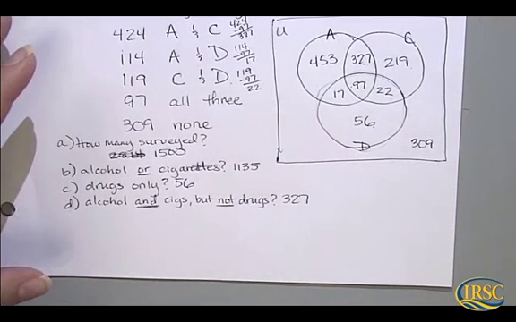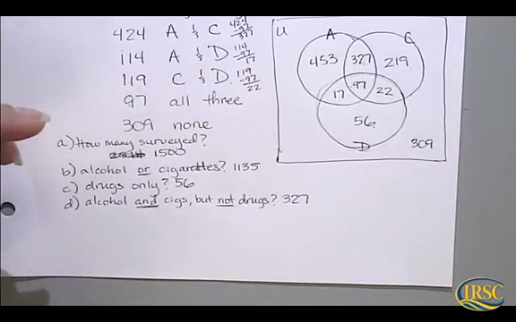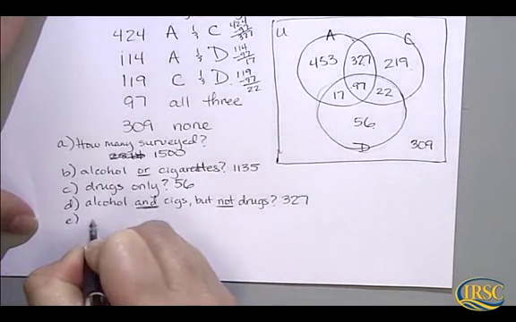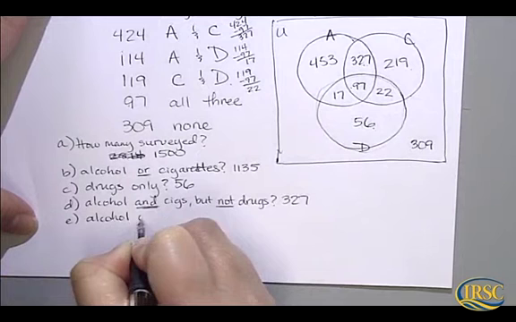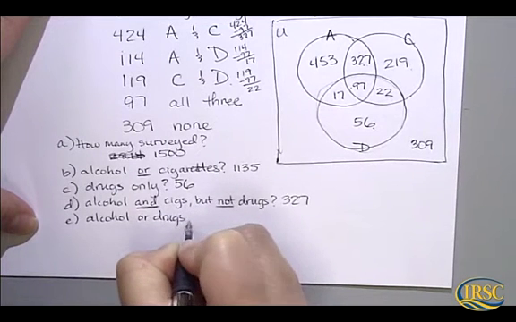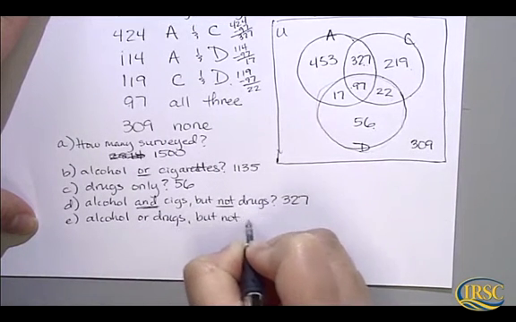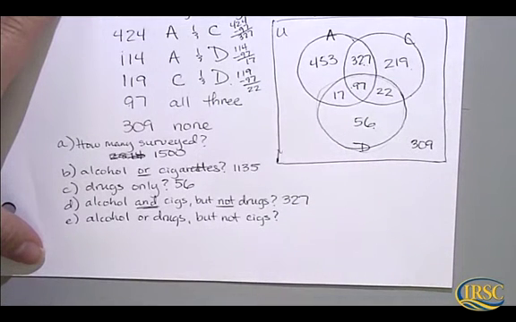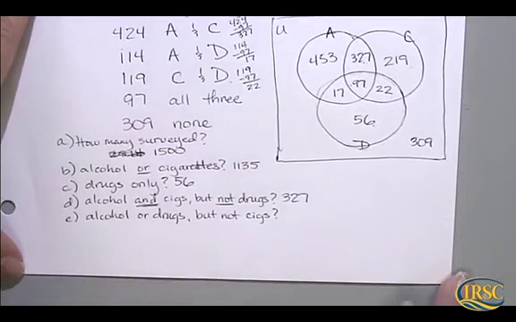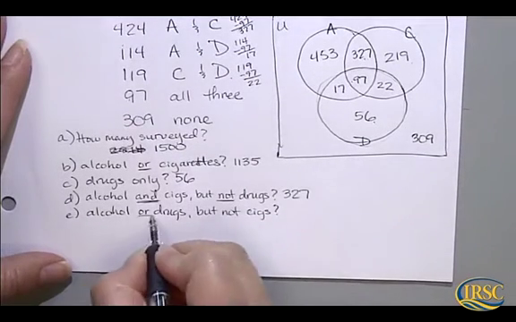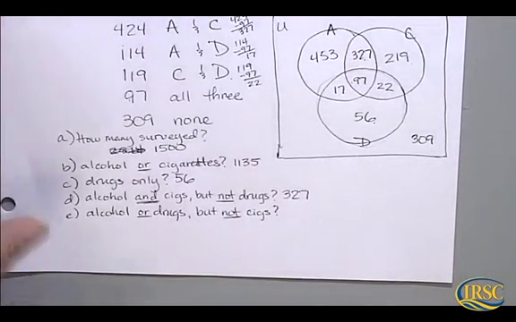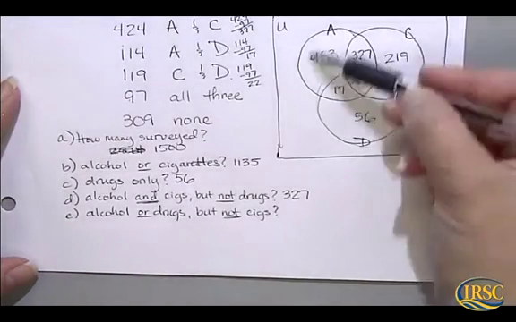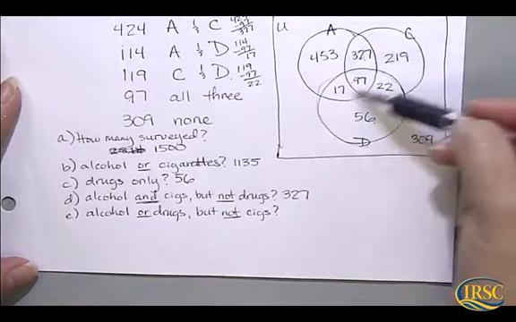Excellent. How many drank alcohol regularly or used illegal drugs but did not smoke cigarettes? Okay, so alcohol or drugs but not cigarettes. Okay, key words: or and not. So or means union. So the union of alcohol and drugs would be both of these circles in their entirety.